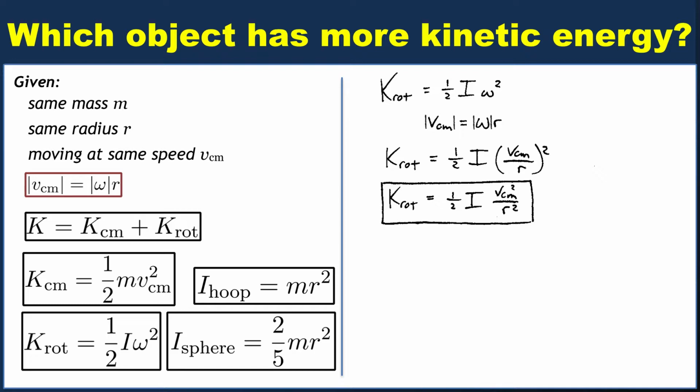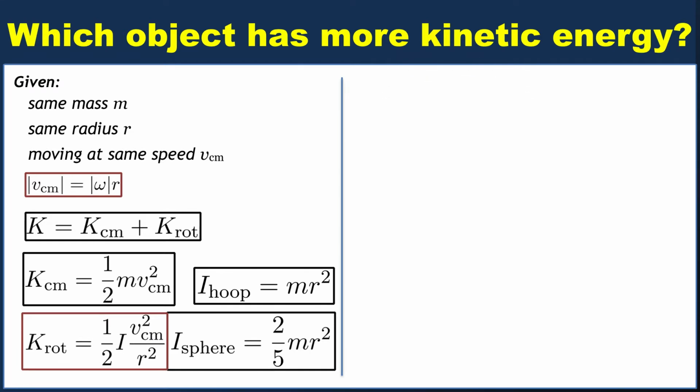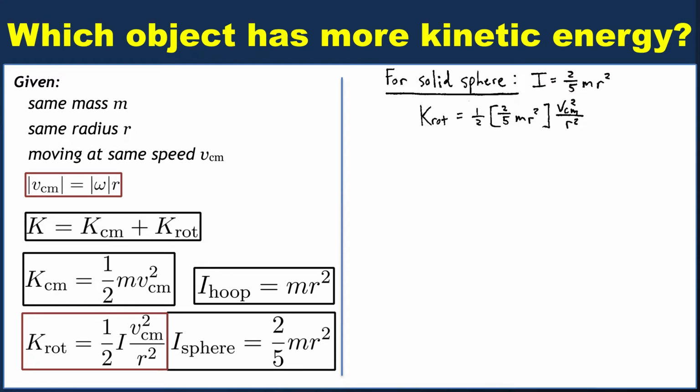This will be very useful for this problem, so I'm going to substitute in this expression over there on the left. Okay, we did. Now let's go through and analyze each object separately. So for the solid sphere, here's its moment of inertia. That means that we can plug in this value for I in the expression for the rotational kinetic energy. So let's do that. K rotation becomes 1/2 times 2/5 m r squared times v_cm squared divided by r squared. The r squareds will cancel, so we get that the rotational kinetic energy is 1/5 m v_cm squared for the sphere.